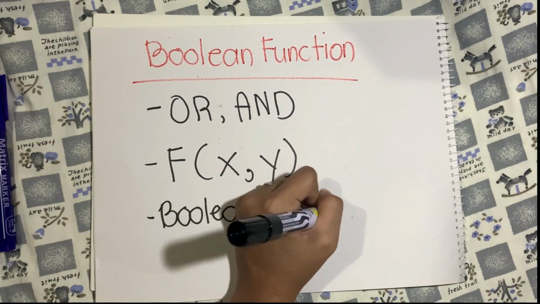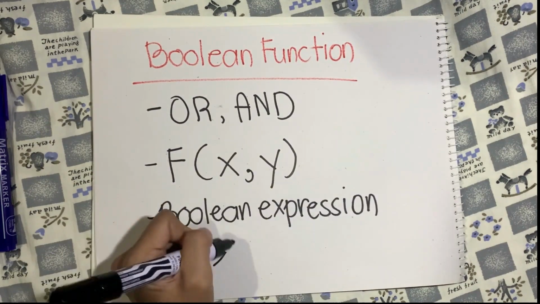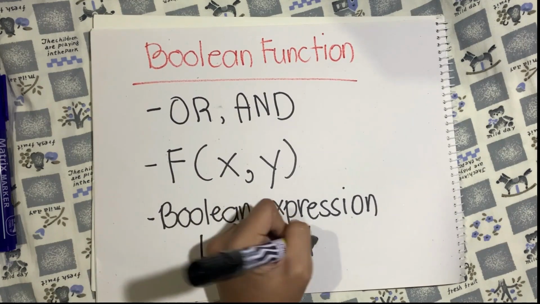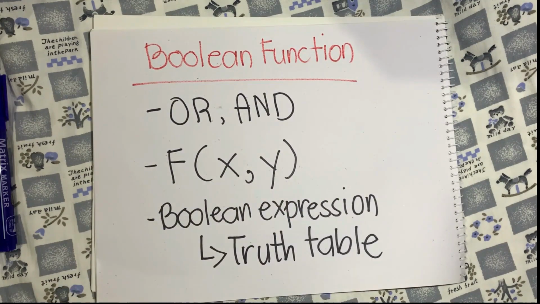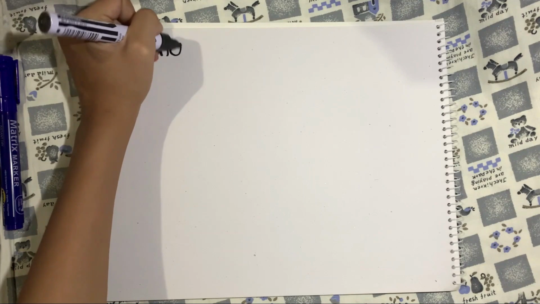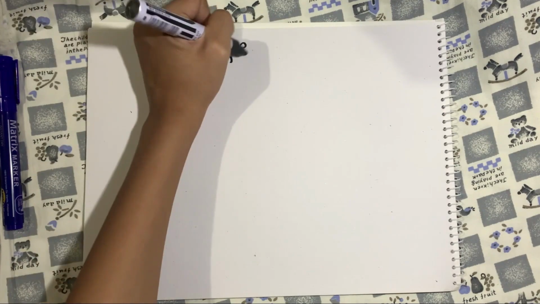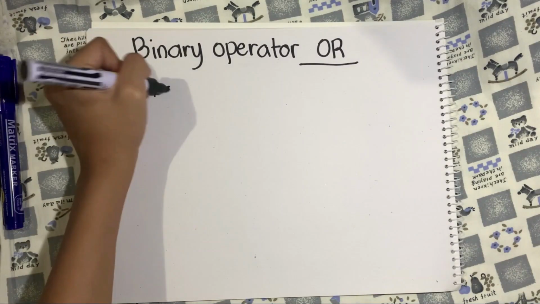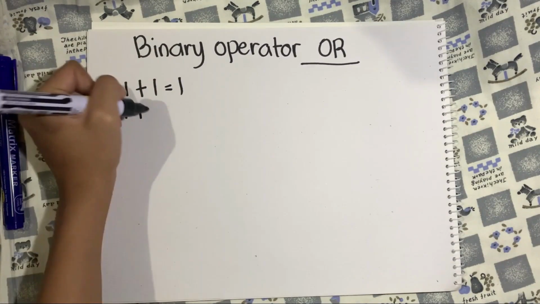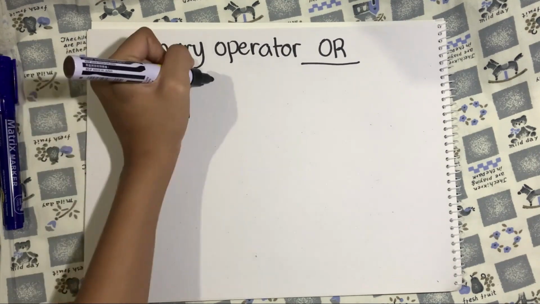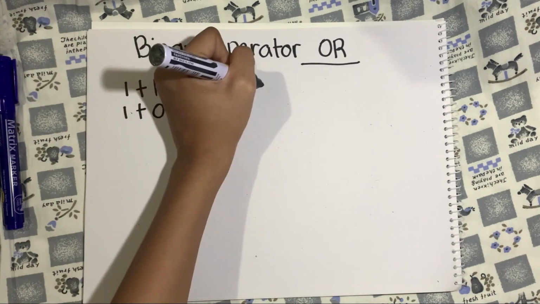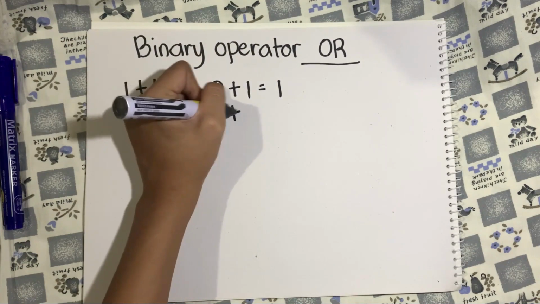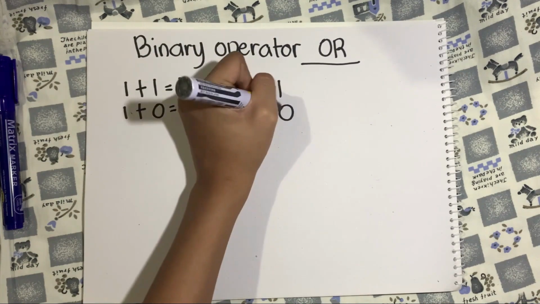You can represent any Boolean expression in the form of a truth table. So let's have an example of the binary operator OR first. The technique here is just like adding numbers but the answer is either 1 or 0. For example, 1 plus 1 is equal to 1. 1 plus 0 is equal to 1. 0 plus 1 is equal to 1. 0 plus 0 is equal to 0.